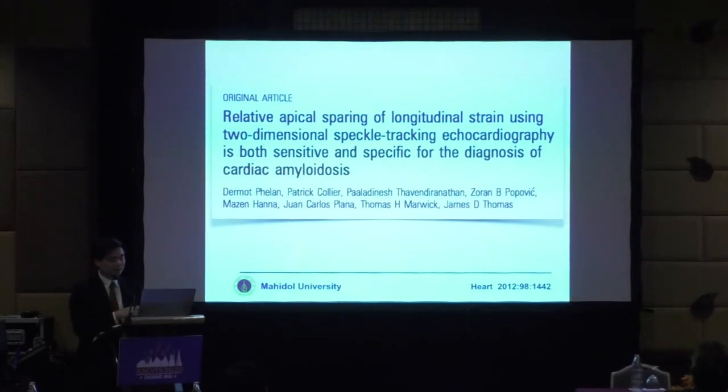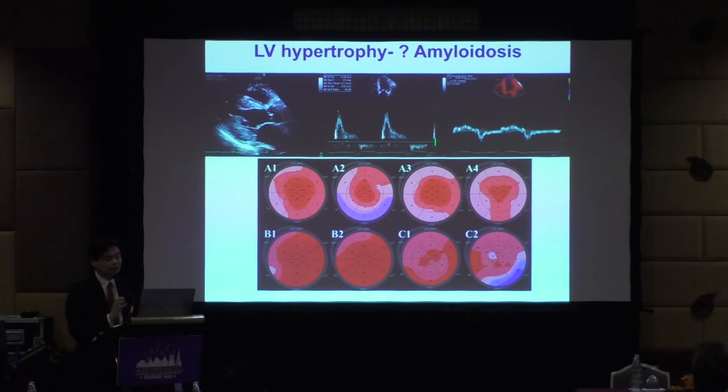My colleague back at the Cleveland Clinic, Dr. Dermot Phelan, published this article back in 2012 about using apical sparing patterns to identify different types of left ventricular hypertrophy. What he found, in the upper panel here from A1 to A4, is specific patterns called apical sparing patterns that identify cardiac amyloidosis. While Fabry disease seems to have the drop in strain, especially at the septal level, in aortic stenosis or other cardiomyopathies, we have random patterns of dropping in strain.